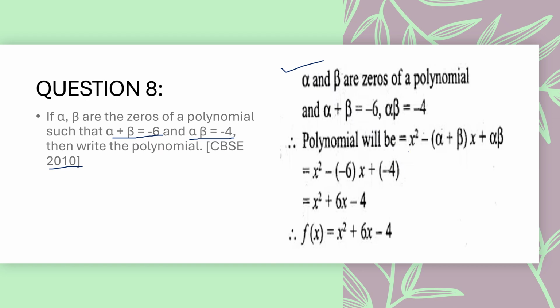So what is the polynomial equation? x squared minus (alpha plus beta) x plus alpha beta. Substitute the value of alpha plus beta directly into this particular equation. This one, this red sign you see here, red one, this. So this equation you have to remember, okay? And just substitute the values and then you will get the quadratic polynomial.